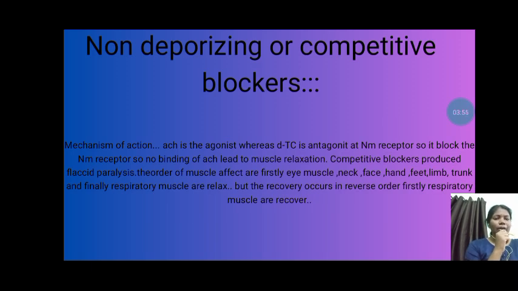Non-depolarizing or competitive blocker. Mechanism of action: acetylcholine is the agonist at the NM receptor, whereas d-tubocurarine is the antagonist at the NM receptor. So blockage of the NM receptor by d-tubocurarine leaves no site for the binding of acetylcholine to the NM receptor, leading to muscle relaxation. Competitive blockers produce flaccid paralysis. The order of muscles affected: firstly eye muscles, then neck, face, hand, feet, limb, trunk, and finally respiratory muscles are relaxed. But recovery occurs in reverse order. Firstly, respiratory muscles recover, so apnea does not occur.